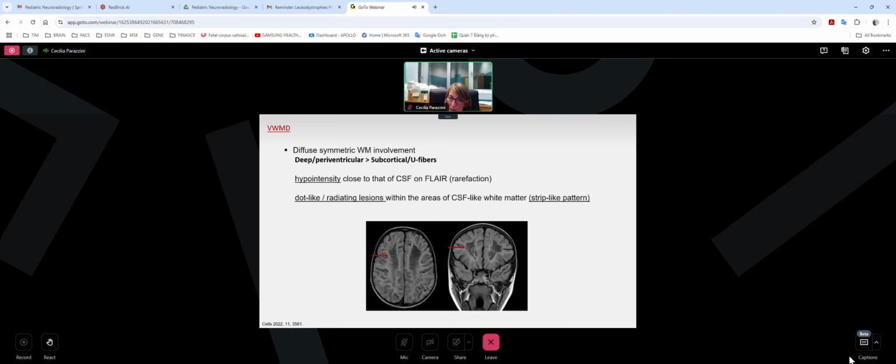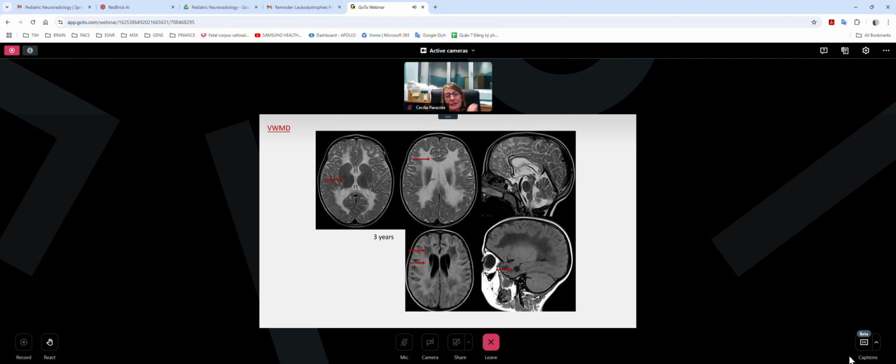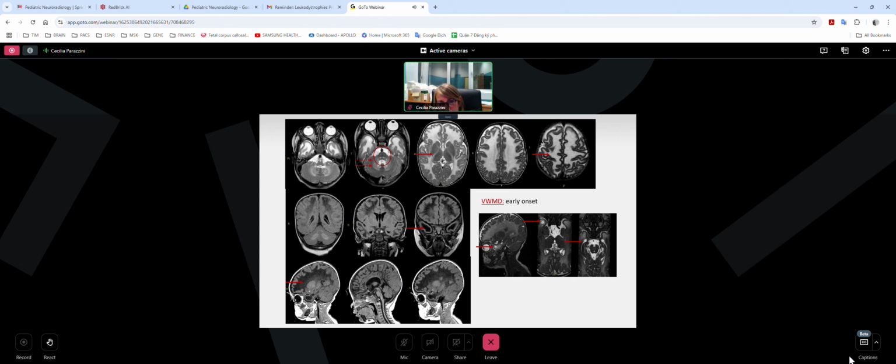This feature is not specific only for this disease, but it is present in quite all patients. This is a case in which we can see a rarefaction of white matter with tigroid pattern and cystic degeneration in the periventricular area. In very young patients, we can have a more diffuse involvement of white matter. Also, the internal capsule may be involved.